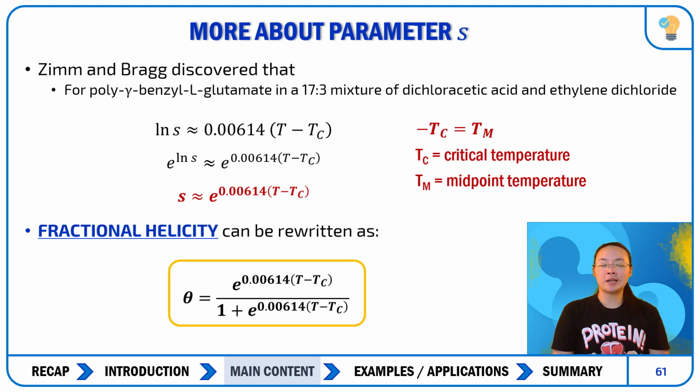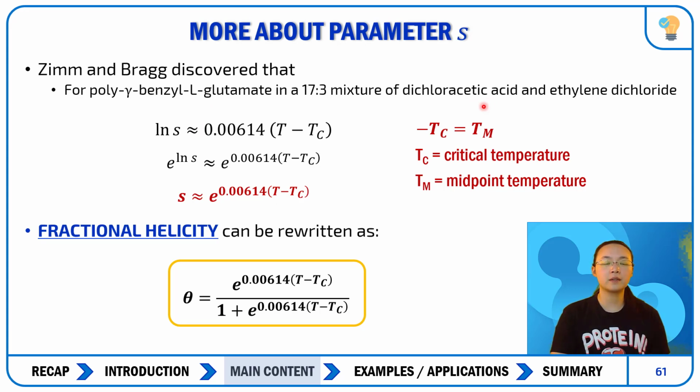So that was Zimm and Bragg's data fitting model, and we presented a graph before. It wasn't optical rotation versus temperature, but rather fractional helicity versus T minus Tc. So we should probably see where it comes from. Zimm and Bragg were researchers that discovered an expression for the parameter s, and that s was approximately equal to e to the power of 0.00614 (T minus Tc). And they experimented with this mixture in order to get those values.